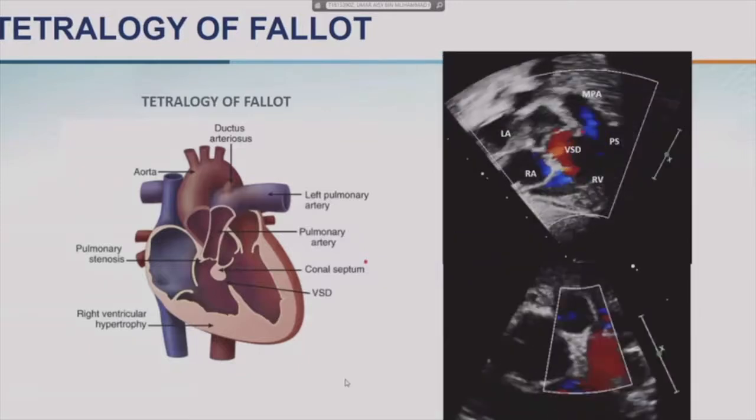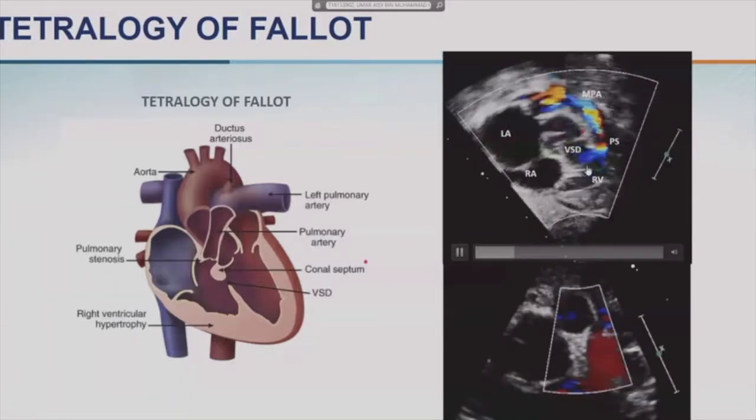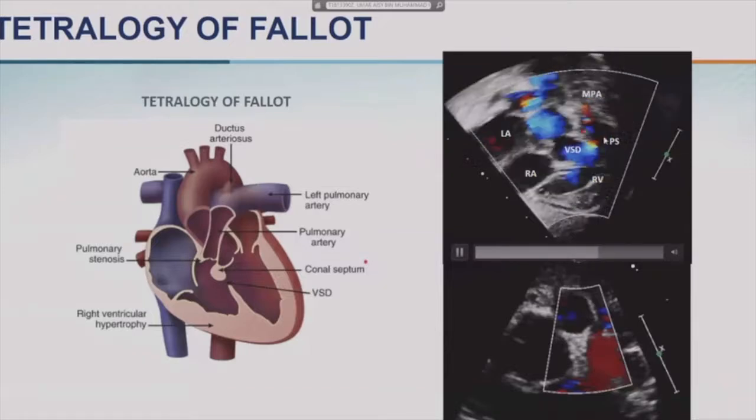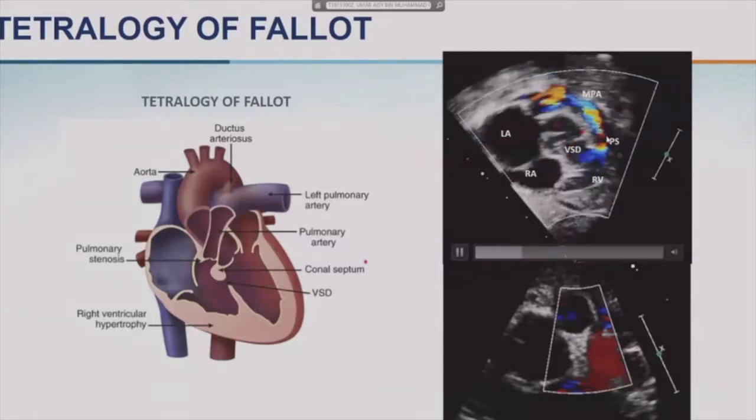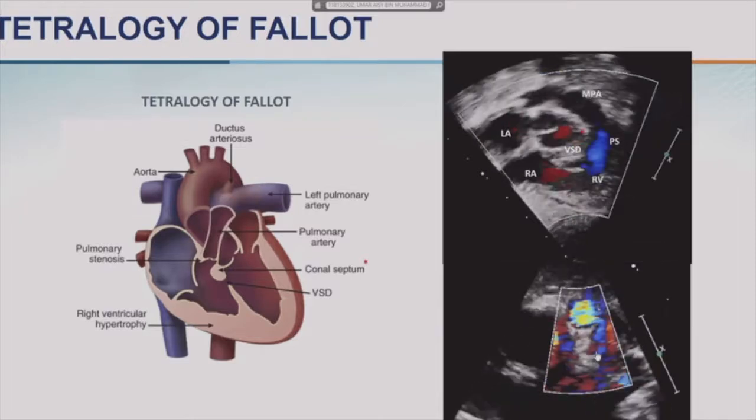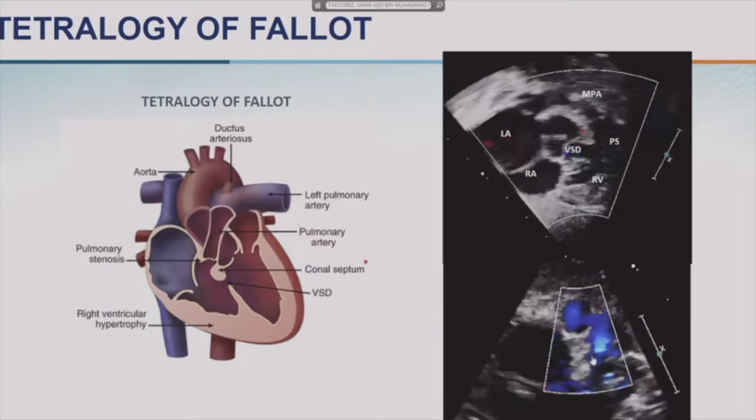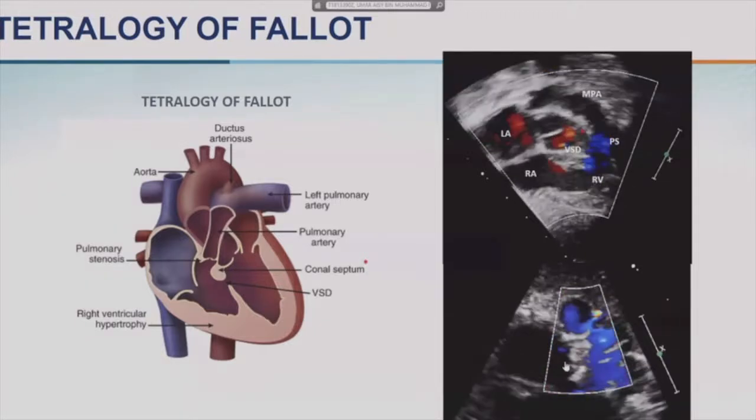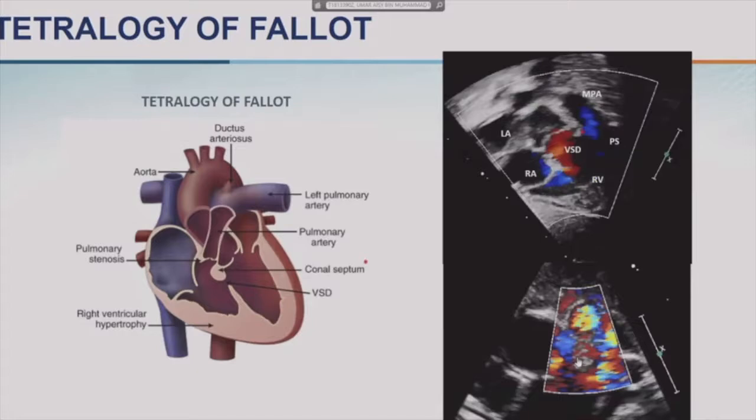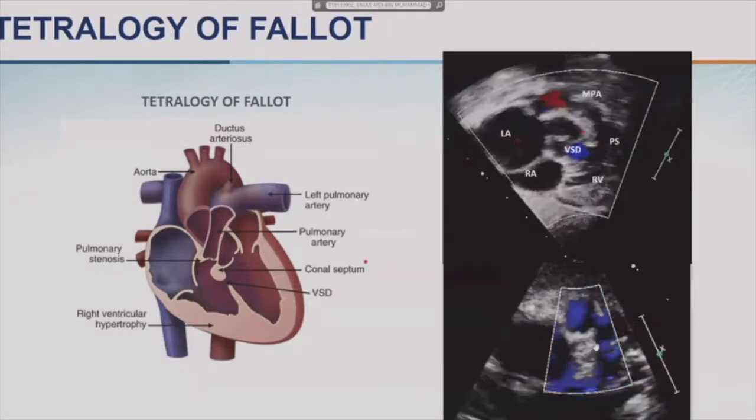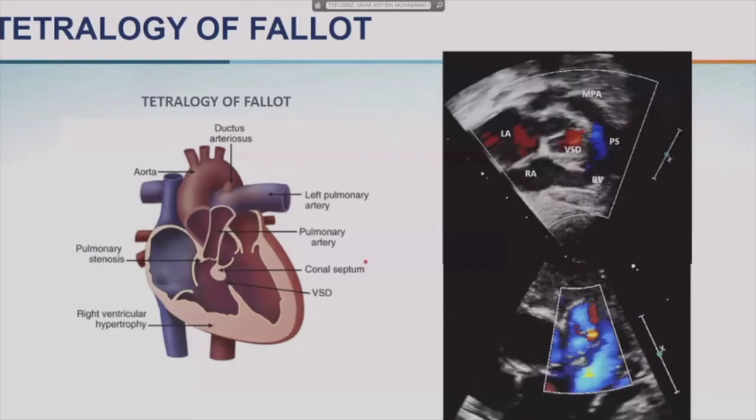And we can use color to show the flow, and you can see the flow obstruction in the right ventricular outflow tract depicted by this pulmonary stenosis and the flow across the ventricular septal defect. We could also use echo then to demonstrate the flow across the left coronary artery, and in this case we really didn't quite need a cardiac CT to show us the coronary artery. You could see this left coronary artery that's forming the left anterior descending normally.